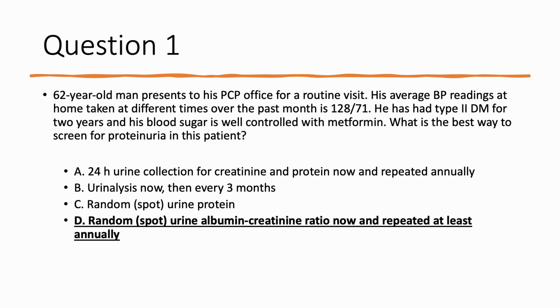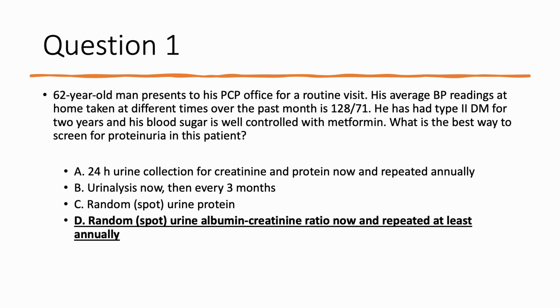So to do 24-hour urine collection now and repeat annually is not easy for the patient. So it's not the best answer. Your analysis doesn't tell you about the amount of protein, so it's not good. To check just the protein without a ratio is not good because we use the ratio. This will eliminate problems with whether the urine is concentrated or diluted. So we usually with diabetes, we check albumin creatinine ratio. You can check protein creatinine ratio, but most of the studies were done with albumin creatinine ratio. And we repeat it annually.